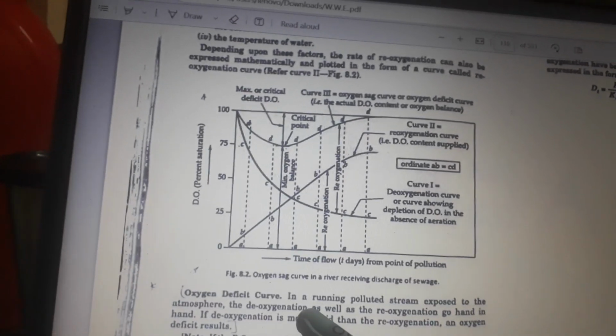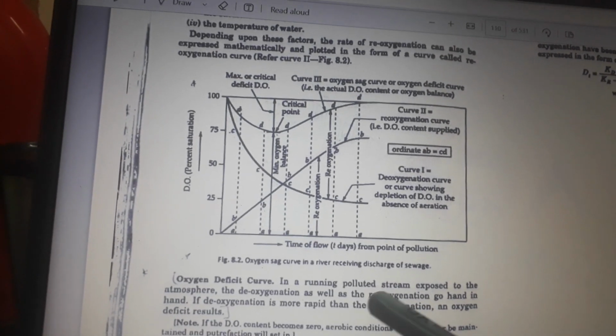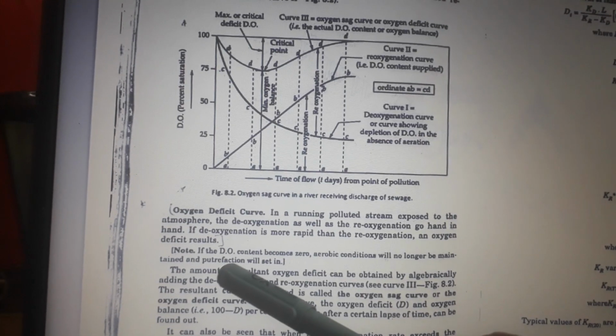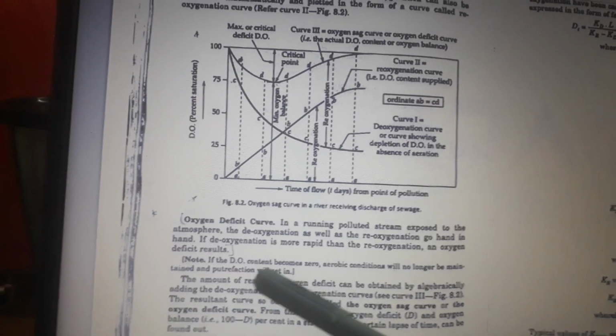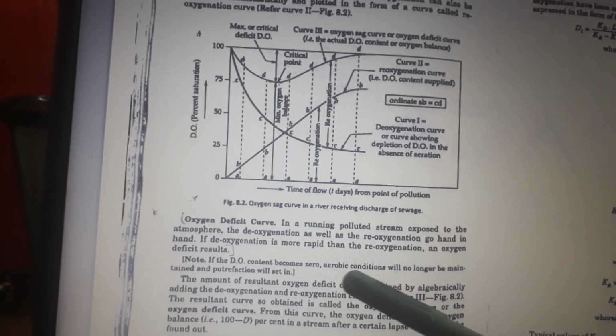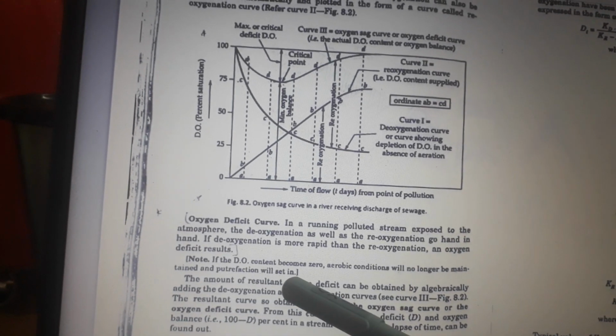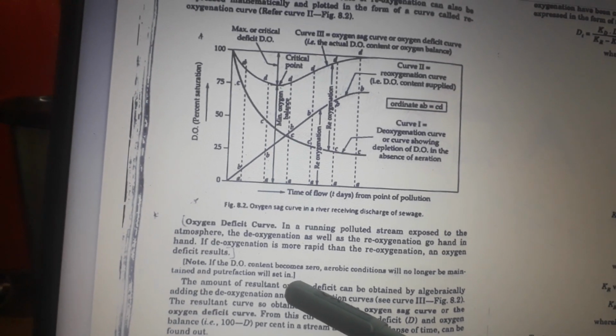Oxygen deficit curve. In a running polluted stream exposed to the atmosphere, the deoxidation as well as reoxidation go hand in hand. If deoxidation is more rapid than the reoxidation, an oxygen deficit results. Note: if the dissolved oxygen content becomes zero, aerobic conditions will no longer be maintained and putrefaction will set in.